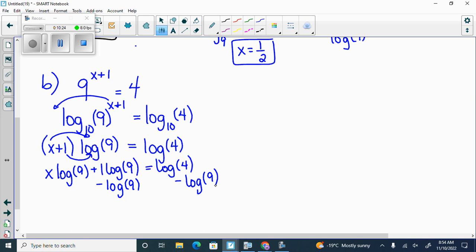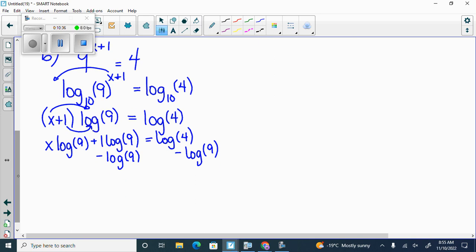To be honest, when you have one exponent, you're going to convert it to a log using log conversion. But you can always use log base 10. So I'm just showing the log base 10 first, because we're going to get to the hard ones in a second. So then we have x log 9 equals log 4 minus log 9. And now what do I do?